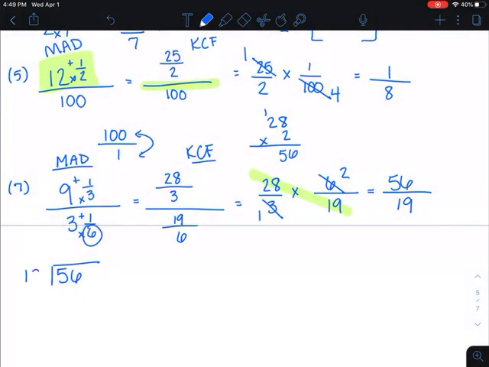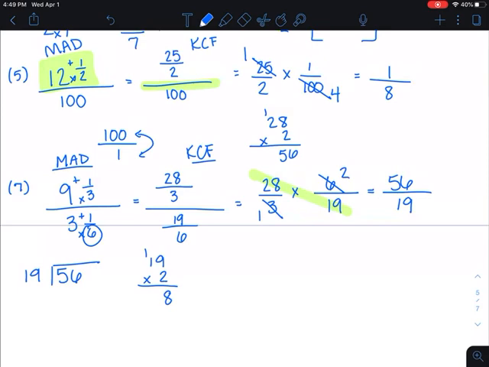So we're going to do 56 divided by 19. The way I like to think about it is we have about 20 and about 55, let's say. How many times is 20 going into 55? Well, we know 20 times 2 is 40. So it's going to be about 2, maybe 3 times. So let's try 2.